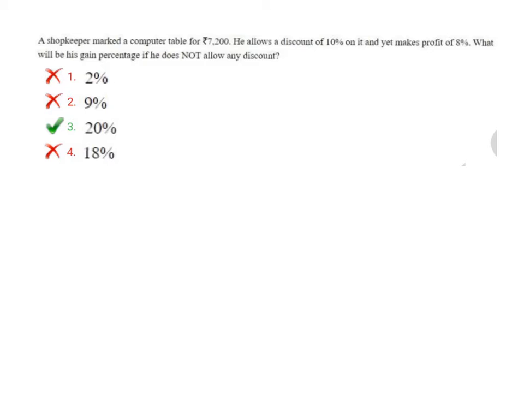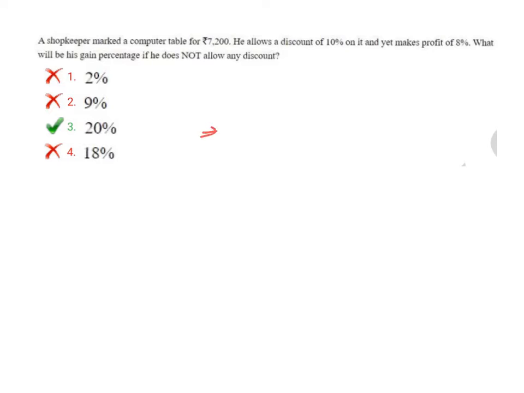Next, the shopkeeper marked a computer table for 7,200. He allows a discount of 10% on it, yet he makes a profit of 8%. What will be his gain percentage if he does not allow any discount? So he's just asking you what is the profit, what is the gain percentage. If he does not allow any discount, he is asking you the markup percentage.